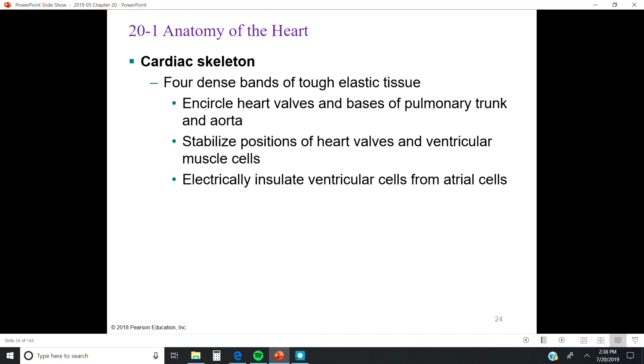But one of the most important is this third dot. We're going to cover this when we get into the conducting system. We're going to see there's an electrical signal that goes from the atria and it heads down towards the ventricles. But believe it or not, we don't want that electrical signal to go down into the ventricles from above down. So the cardiac skeleton is acting like an insulation that's going to prevent the atrial cells from electrically stimulating the ventricular cells. And I'll get more into that a little bit in a few lessons down the road. It's a little bit advanced at this moment.